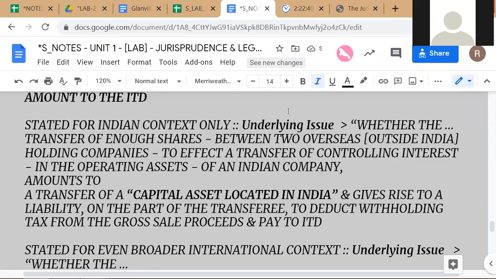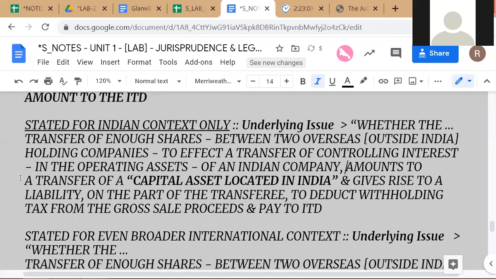So first, let's understand the Indian context. We take out the underlying issue statement for the Indian context only, as general principles: whether the transfer of shares in these two companies transfers controlling interest in what? In operating assets, in who's operating? An Indian company, under the Indian Companies Act. Now, whether this amounts to what?